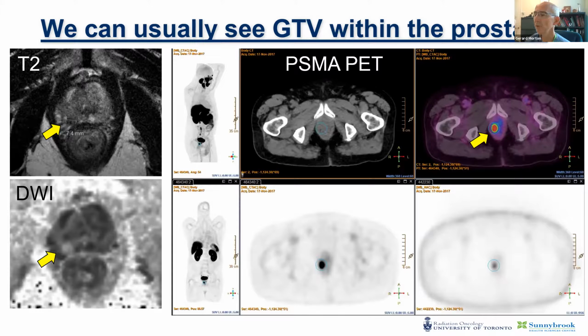This is quite a small lesion, but it shows very nicely on T2 and diffusion weighted imaging MRI, as well as on a PSMA PET scan. So the question obviously is, is this something that is useful to incorporate into our planning? Should we, and can we, do this?